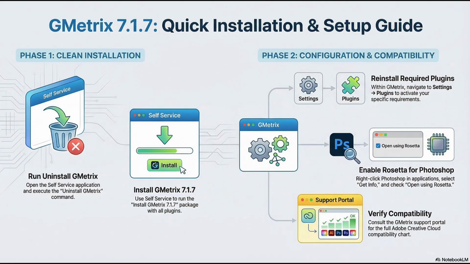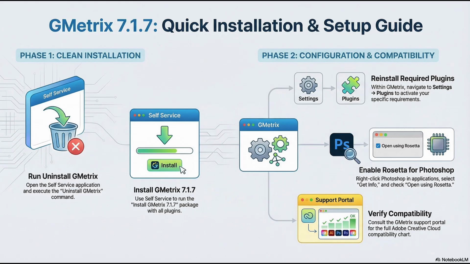installation process. First, you've got to create a clean slate by opening up Self Service to run Uninstall GMetrix, followed right away by Install GMetrix 7.1.7 with all plugins and apply folder permissions. Think of it kind of like clearing out old furniture before moving in the new stuff. You absolutely have to completely trash the old version so those new folder permissions can properly take hold.